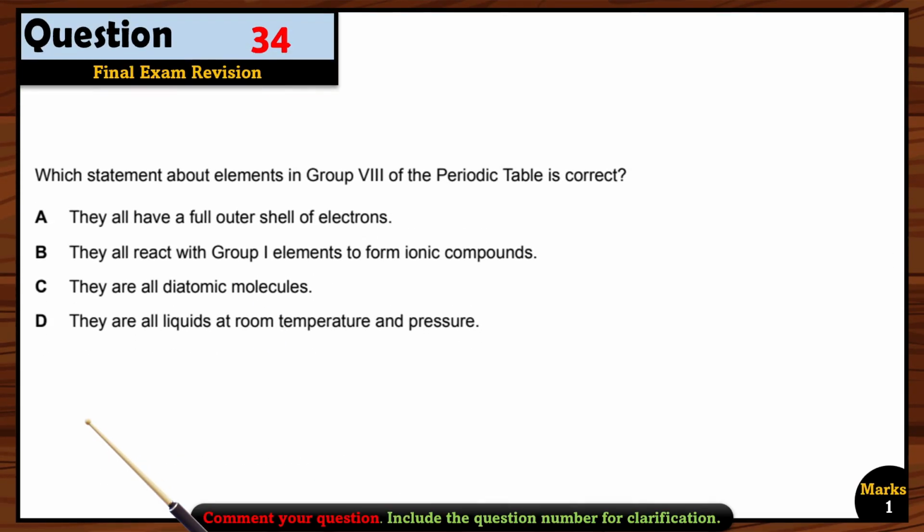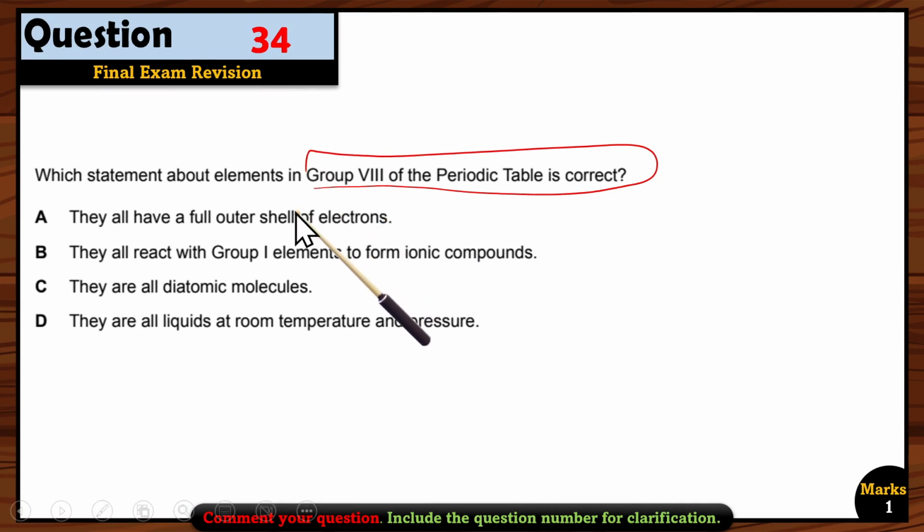34. Which statement about elements in group 8 of the periodic table is correct? Now they are talking about the noble gases. Group 8 means they have 8 electrons in their last shell. It means their electronic configuration is complete. They don't have to react with anyone. So now let's see, they have a full outer shell of electrons. Yes, this option is right.